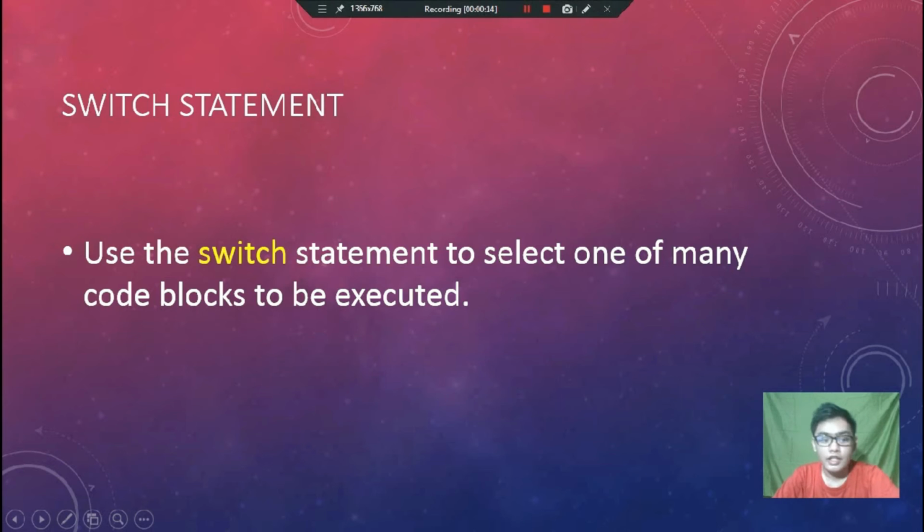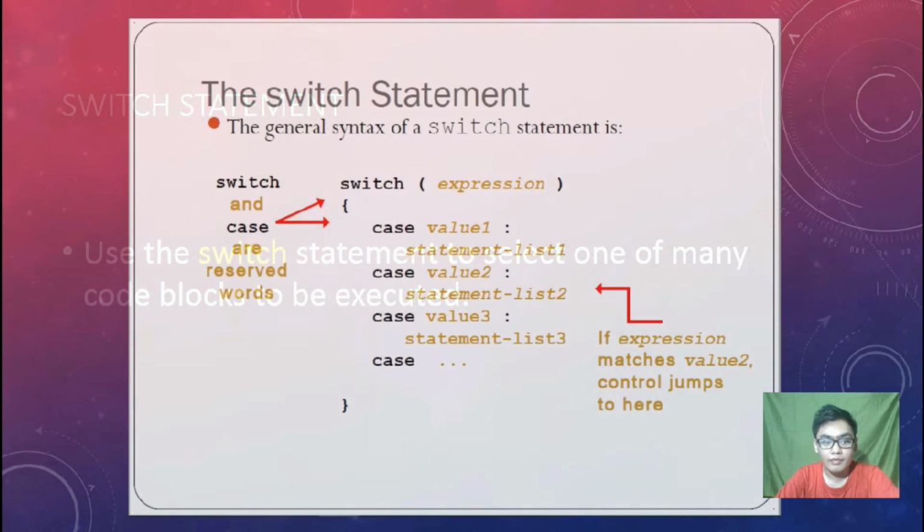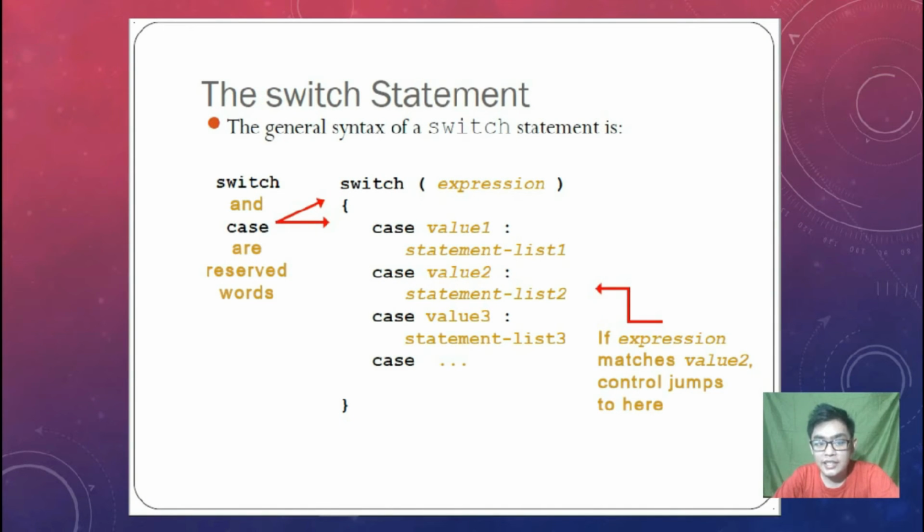Switch statement. Use the switch statement to select one of many code blocks to be executed. This is the general syntax of a switch statement. Switch and case are reserved words, and in switch there is no condition. It is an expression only. So case value 1, and it has the statement, case value 2 statement, case value 3 statement, and so on. If the expression matches value 2, control jumps to here.